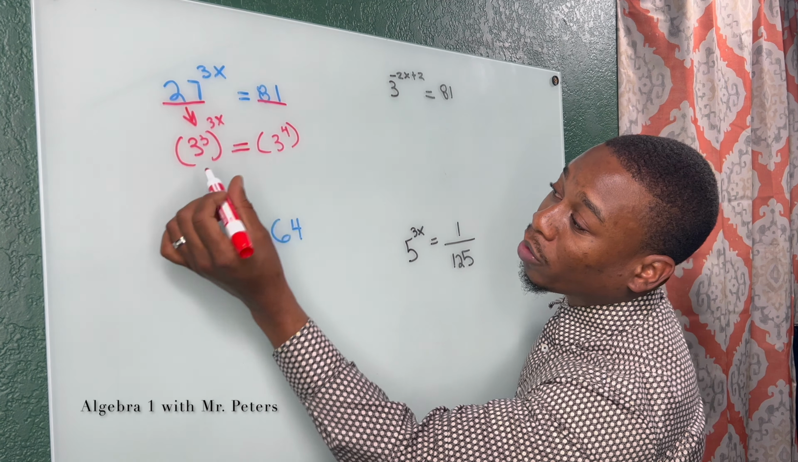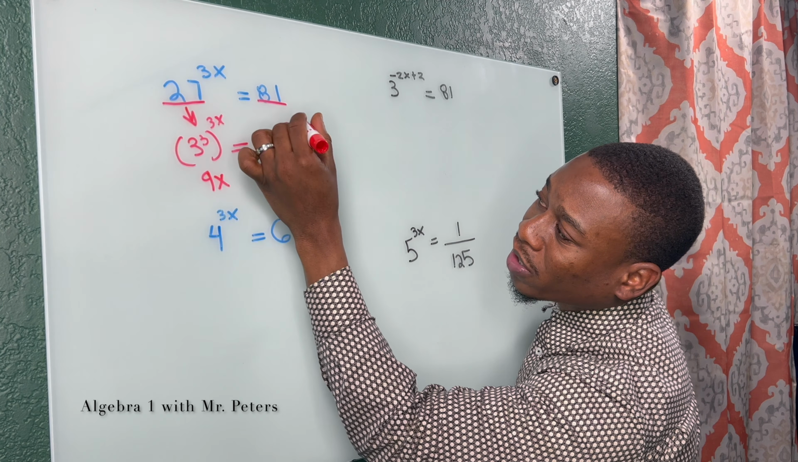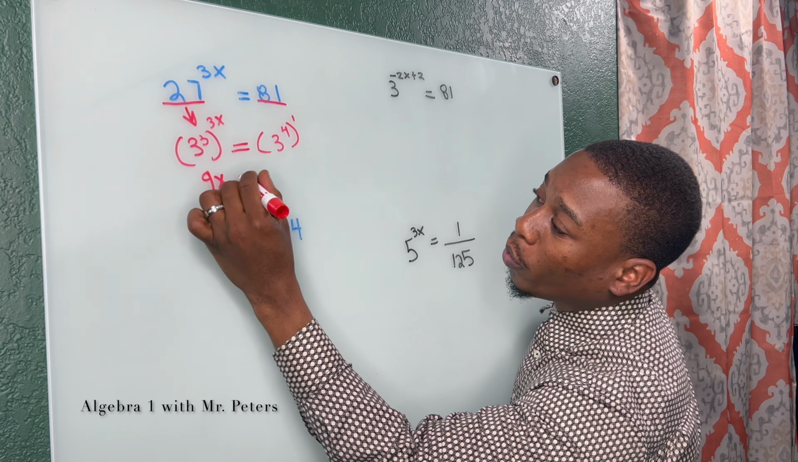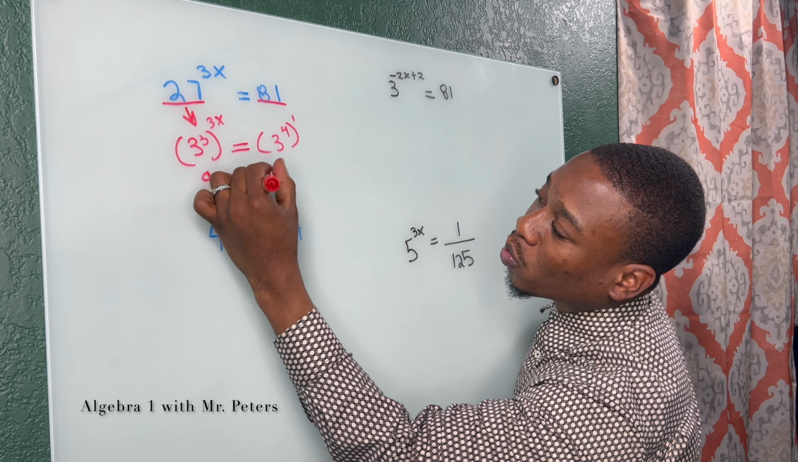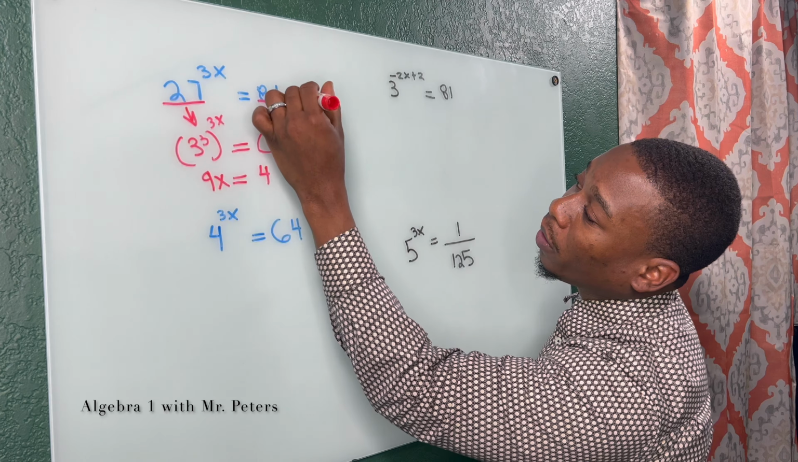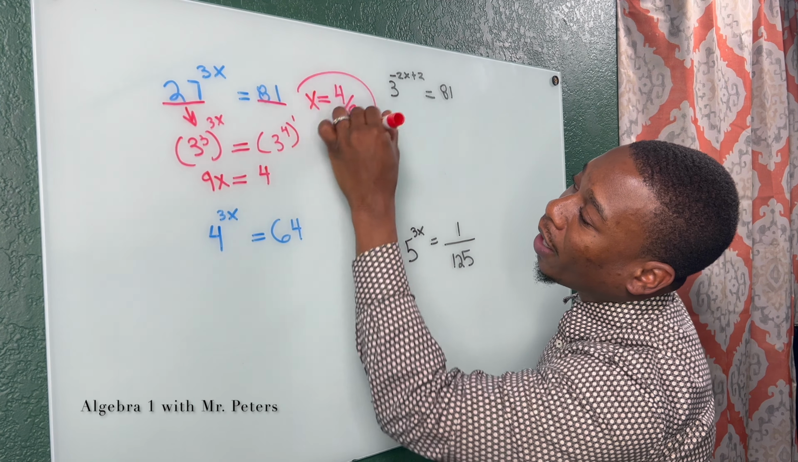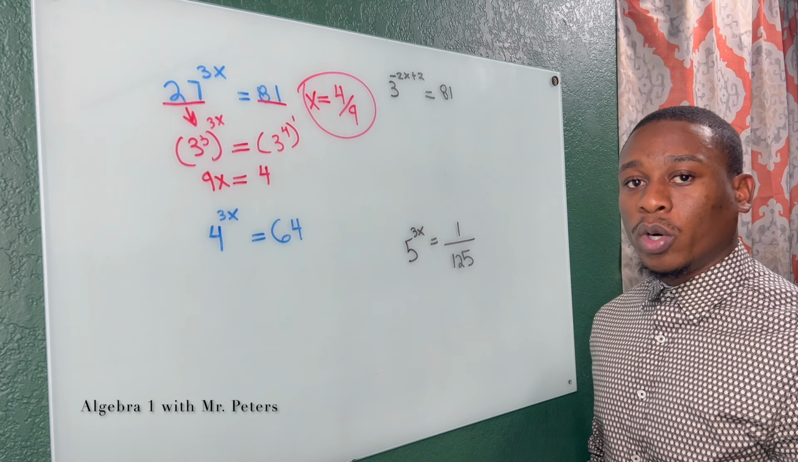So I'm going to multiply 3 and 3x to get 9x, right? If there's nothing on the outside, we could just say 1, and we know 9x is equal to 4 times 1, which is 4. Then once we solve by dividing, I'm going to get x is equal to 4 over 9. So that's problem number 1.